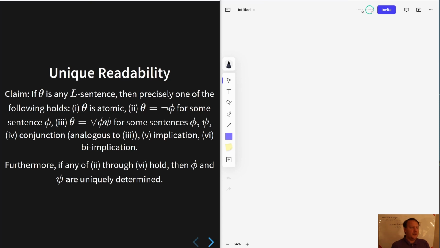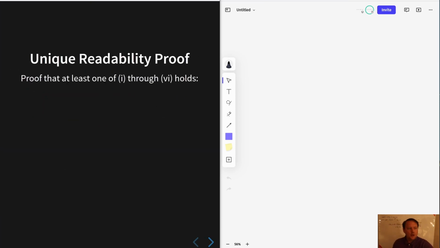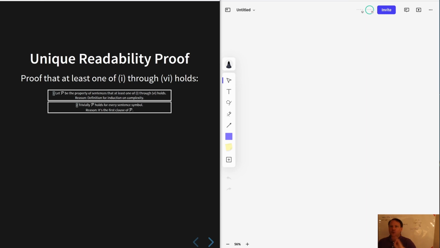Just to illustrate what I mean by this, take the second clause. Suppose that theta is equal to negation phi. But also imagine that theta is equal to negation psi for some other sentence psi. We're going to prove that phi must equal psi. So there's not two ways to read the sentence. There's not two different ways of grouping symbols together to match these conditions. There's just one way. That's what we're going to prove. So we're going to break this proof down into 3 components: the at least one, the at most one, and the uniqueness claim.